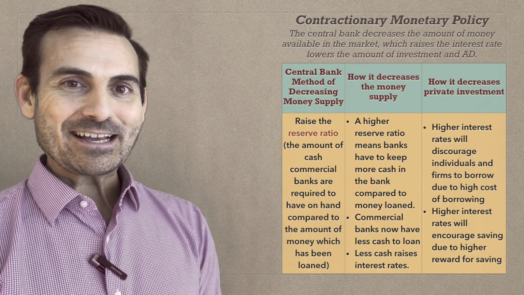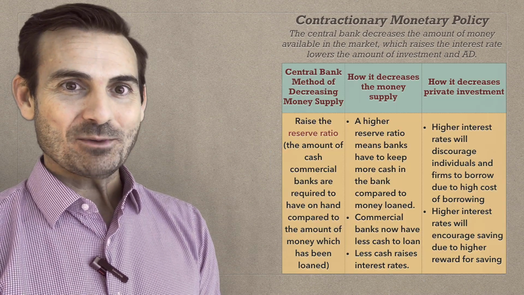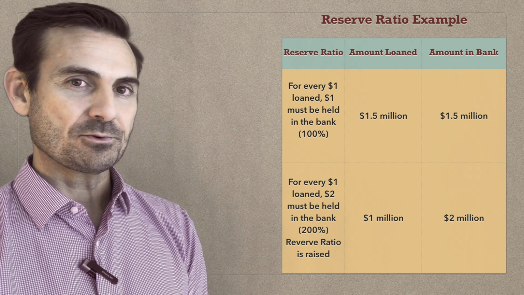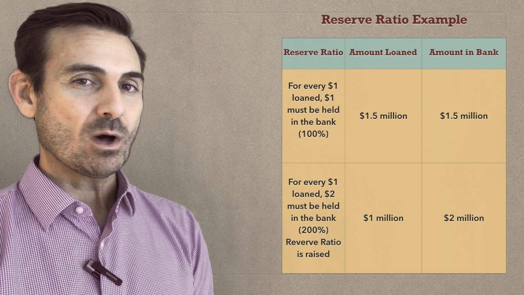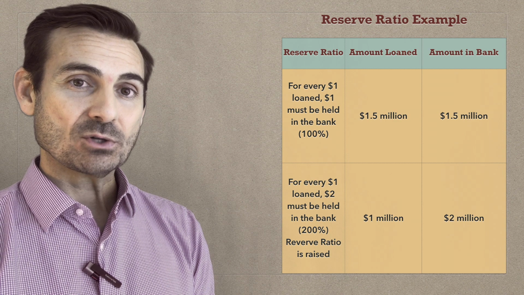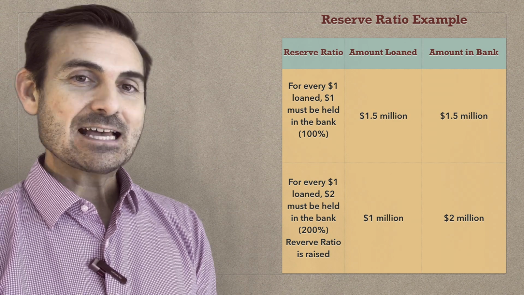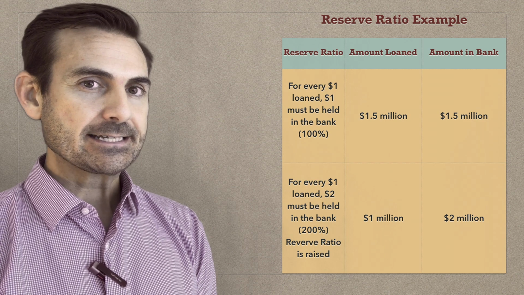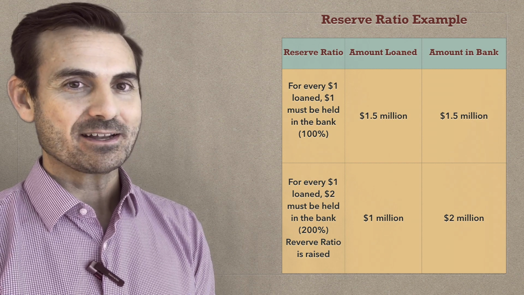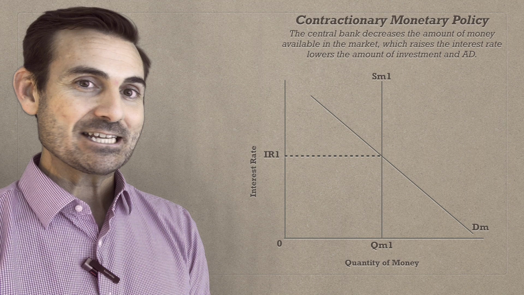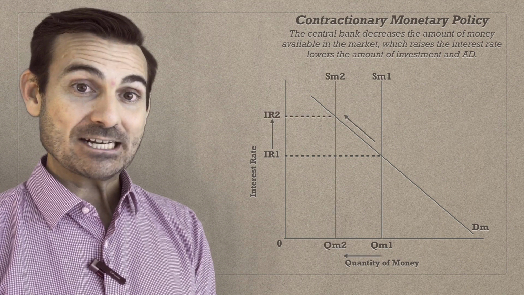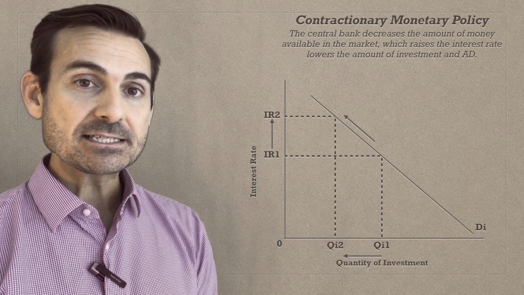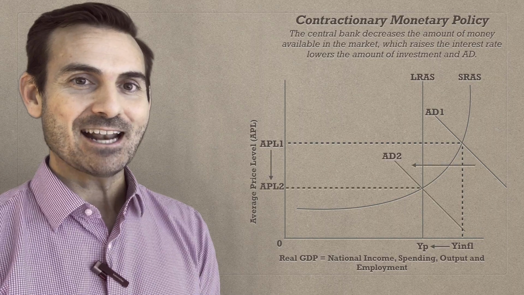Finally, the central bank can increase the reserve requirement. Imagine a bank with a 1-to-1 reserve requirement. It's lending $1.5 million and it's holding $1.5 million in reserve. An increase in the reserve requirement would force the bank to lend less and hold on to more money in its reserves. This will cause a decrease in the supply of money in the market, an increase in the rate of interest, a decrease in investment spending, and a decrease in aggregate demand.